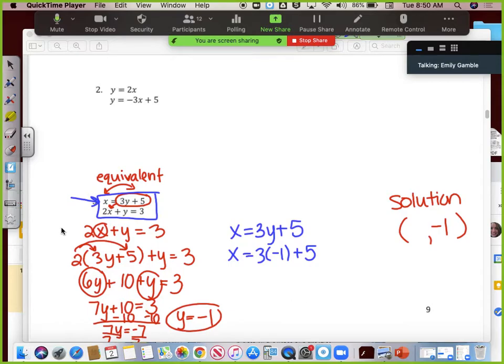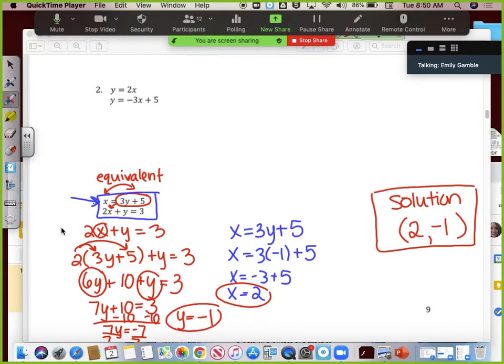Well, 3 times negative 1 is negative 3. And negative 3 plus 5 is equal to 2. So now I know that the x coordinate is 2. The y coordinate is negative 1. So this is where these two lines cross.